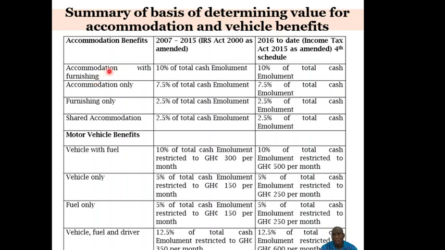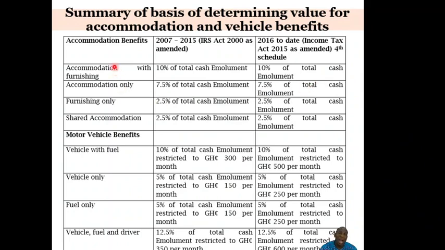If the employee is given accommodation with furnishing, then you find 10% of the total cash emolument of the employee, and that will be the figure which will stand for the accommodation benefit. If the employee is given only accommodation without any furnishing, then you find 7.5% of the total cash emolument.